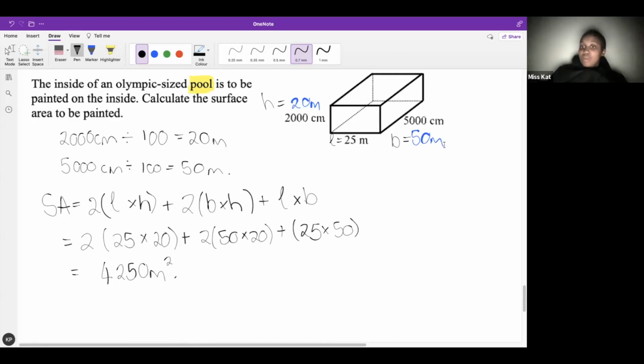Remember, the length times breadth was the one at the bottom, right? But because this is a pool, do we have an area of the top? Remember, the pool is open at the top, right? So we do not have to say 2 times because it's only the one at the bottom. It's only the one at the bottom.